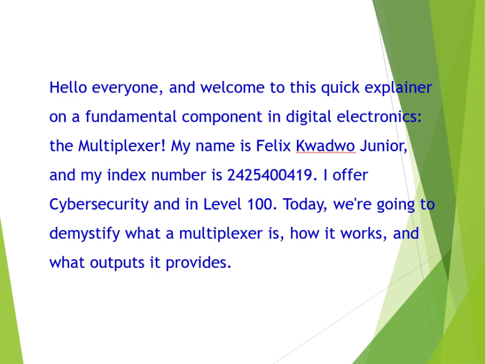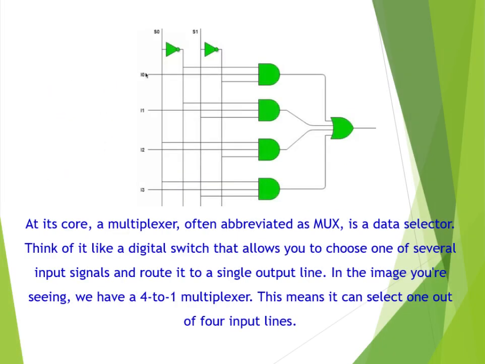Today, we're going to demystify what a multiplexer is, how it works, and what outputs it provides. At its core, a multiplexer, often abbreviated as MUX, is a data selector. Think of it like a digital switch that allows you to choose one of several input signals and route it to a single output line. In the image you're seeing, we have a 4-to-1 multiplexer. This means it can select one out of 4 input lines.